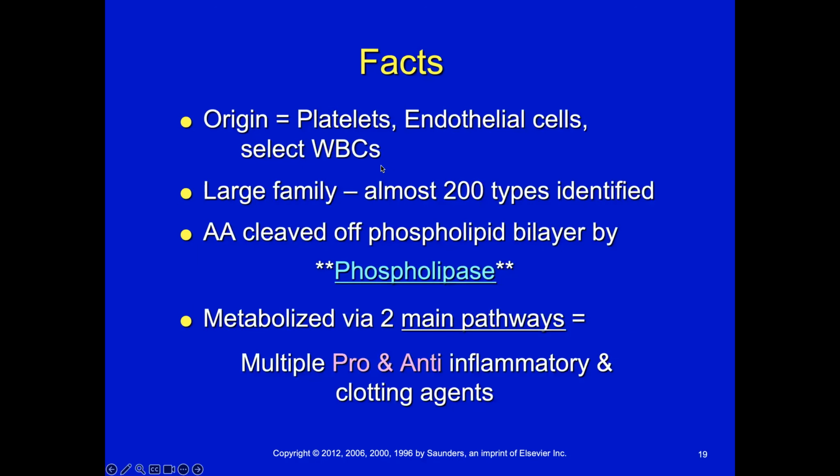So only a few cells are able to produce them. And these are platelets, endothelial cells, and certain select white blood cells. It's a very large family of mediators. Almost 200 types have been identified. And it all starts when the arachidonic acid is broken off of the phospholipid layer by an enzyme called phospholipase. It is then metabolized over two main pathways, and the end products of this metabolism are multiple pro-inflammatory, anti-inflammatory, and clotting agents.